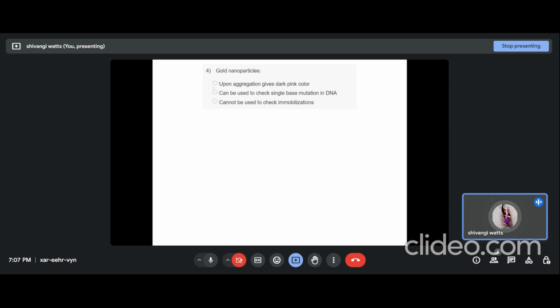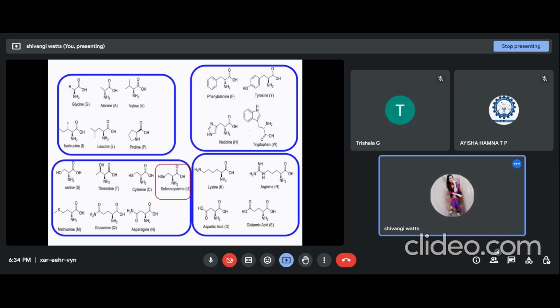So the answer for this is, amino acids with this carbon, all the substituents are attached here. So this is the alpha carbon, and this is the chiral center. No, this is not the chiral center because all the amino acids have a chiral center except glycine. Here there is one hydrogen and the other has no side chain, that is hydrogen only. So all the amino acids are chiral except glycine.